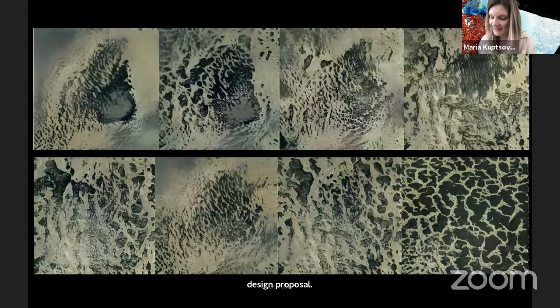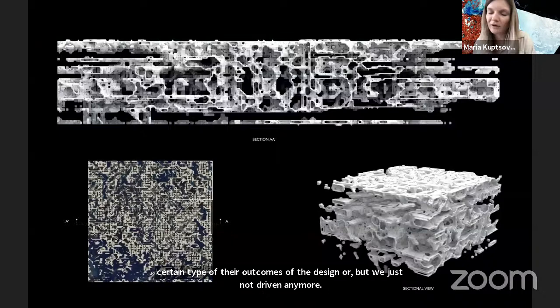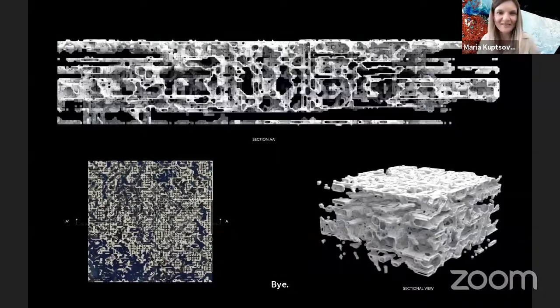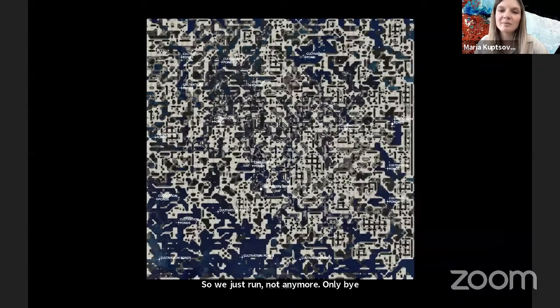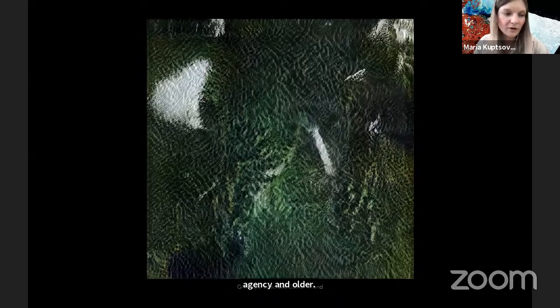I think here we are looking into quite an interesting possibility to start thinking about a certain type of automation of the design, which is not driven anymore only by human intelligence, but which is structured by the collaboration of human, technological, and biological agency, and all the systems are starting to collaborate in order to set up the next design iterations.